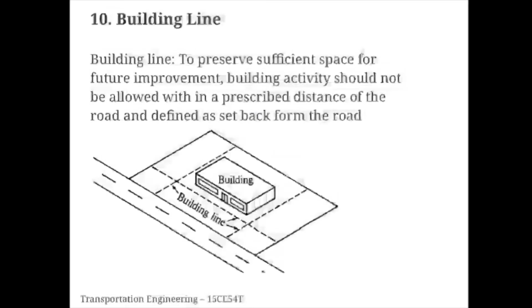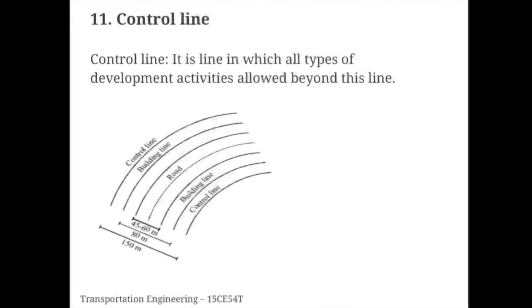Building line to preserve sufficient space for future improvement. Building activity should not be allowed within a prescribed distance of the road, and it is defined as a setback from the road. Control line. It is the line beyond which all types of development activities are allowed.